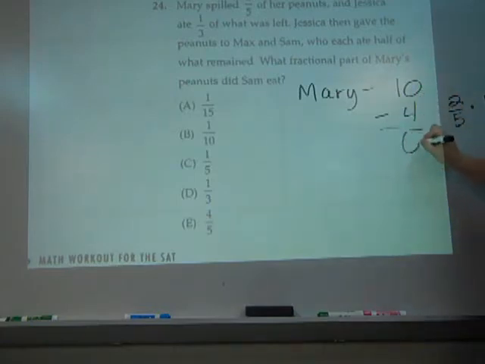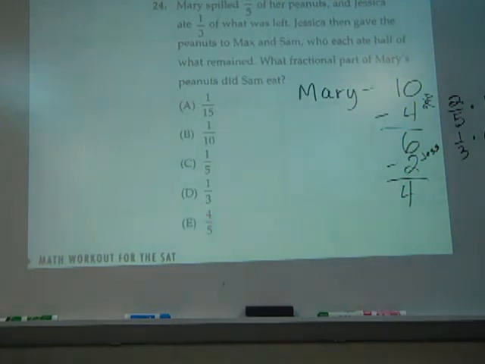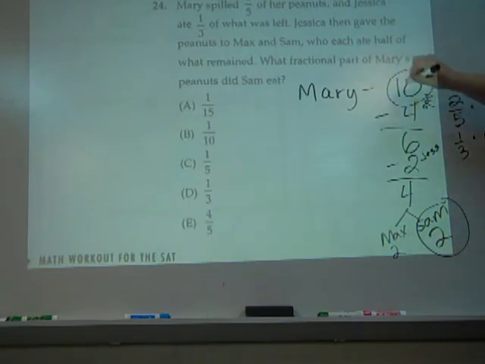Now she's got 6 left. So then Jessica eats a third of those. So a third of 6. So Jessica eats 2, which means there are 4 left. Then she takes those that are left and gives them to Max and Sam, who each eat half. So Max gets 2 of those and Sam gets 2 of those. What fractional part of Mary's peanuts did Sam eat? So Sam ate 2 out of 10, or 1/5. So C.